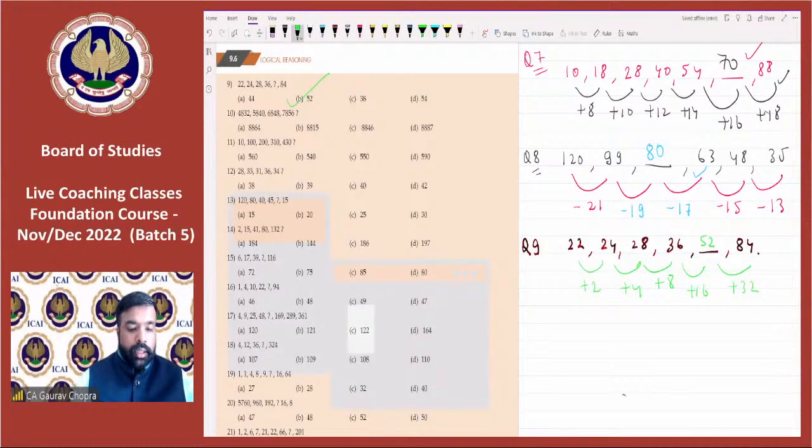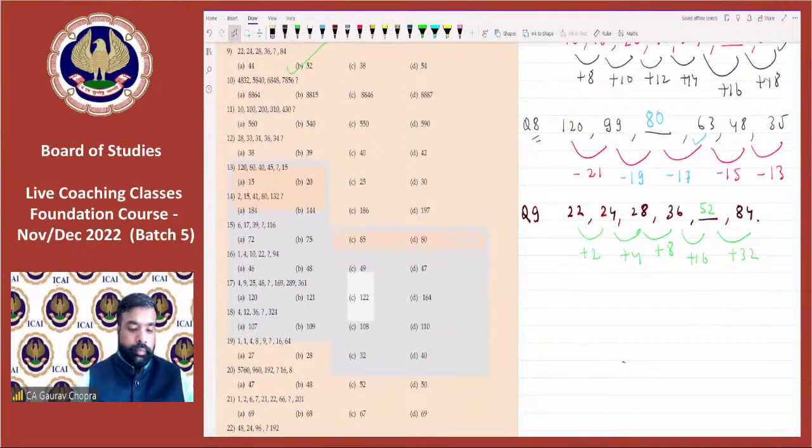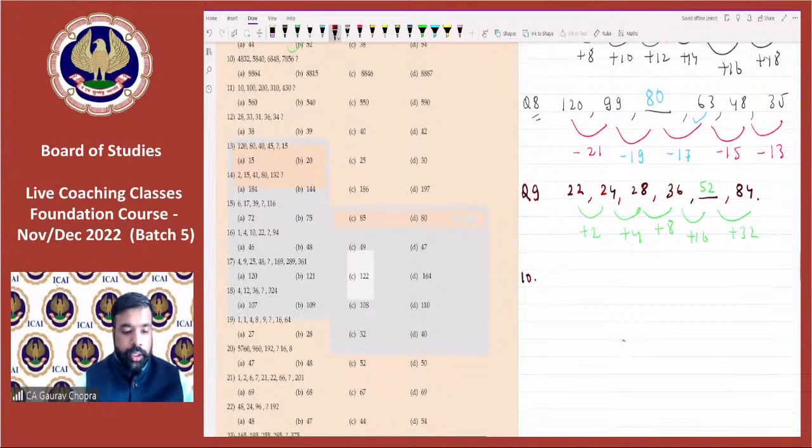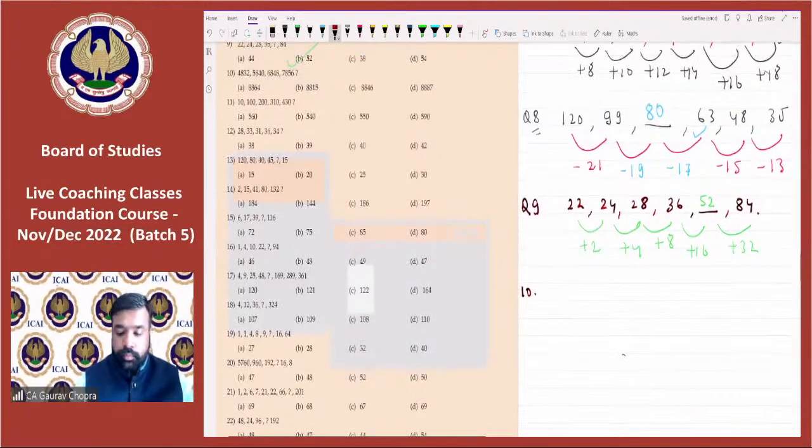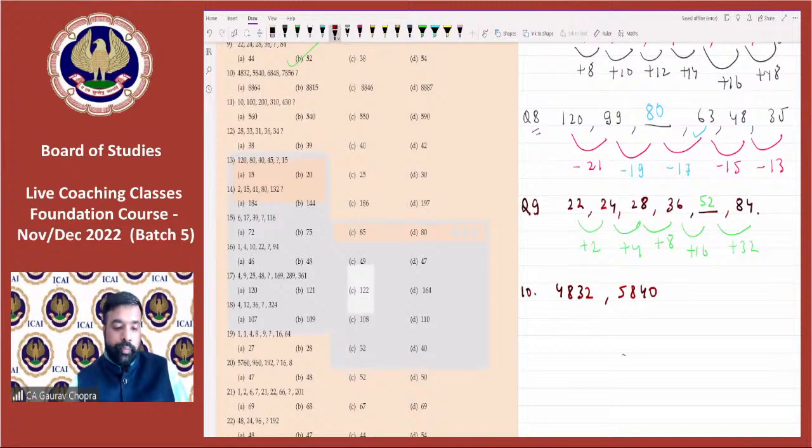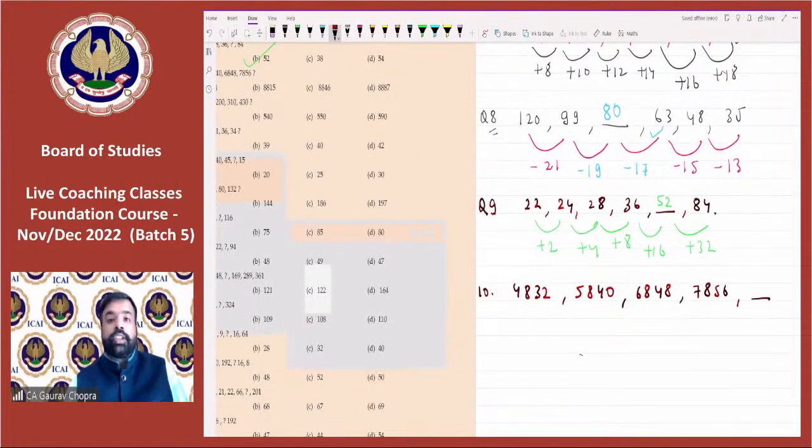Okay, now the next one, question number 10. Now, this is again an easy question, but we have to see the proper logic. 4832, 5840, 6848, 7856, and then dash. So we have to see the logic very carefully.